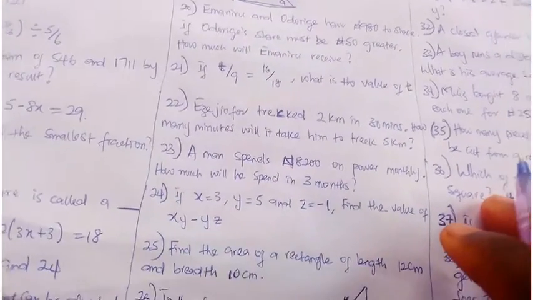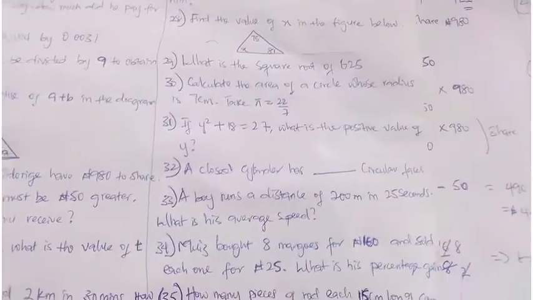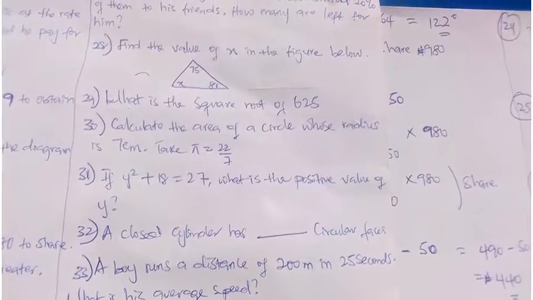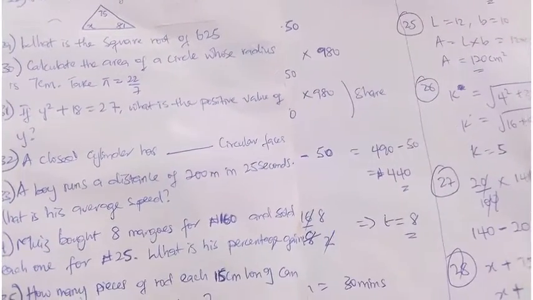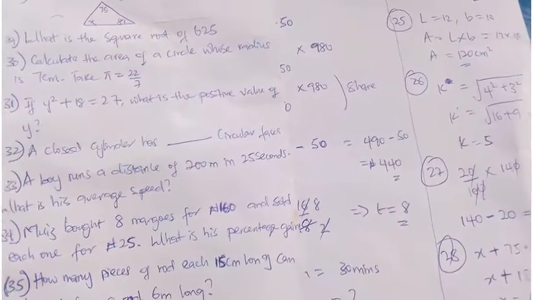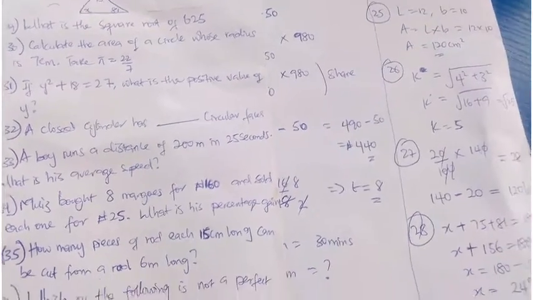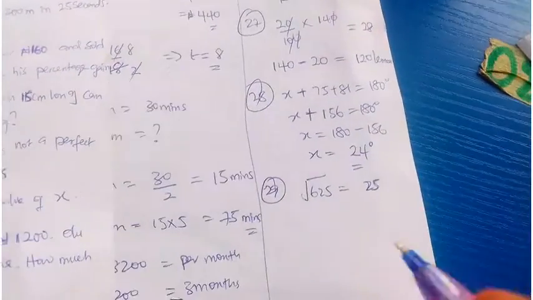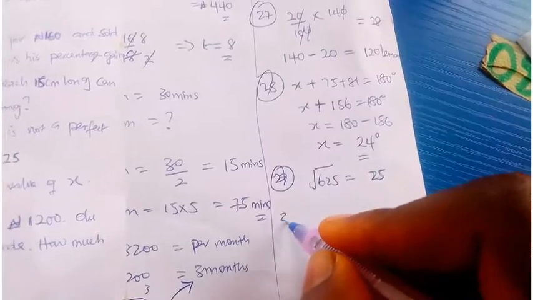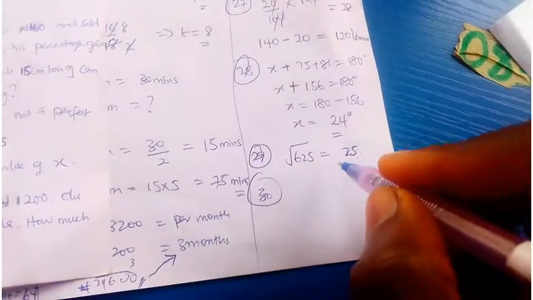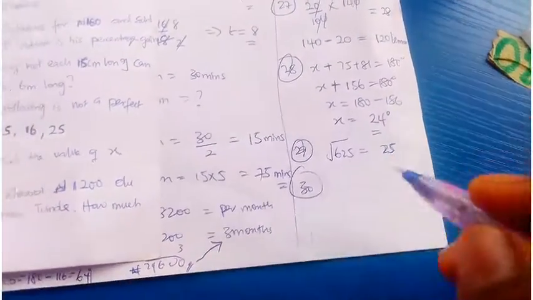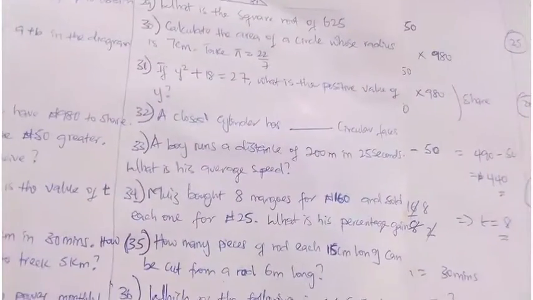Question 29 says: what is the square root of 625? The square root of 625 is 25, that is, when you multiply 25 two times, you must get 625. Number 30, then the square of 25. The square of 25 is 625.